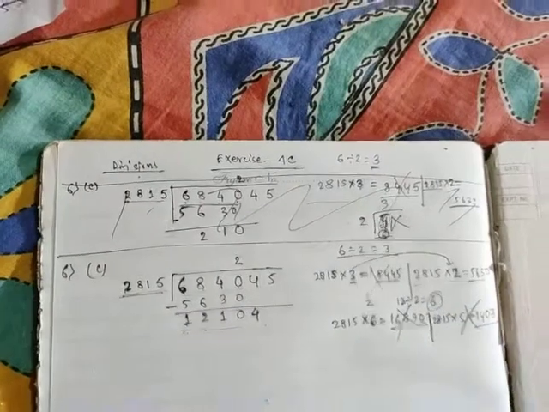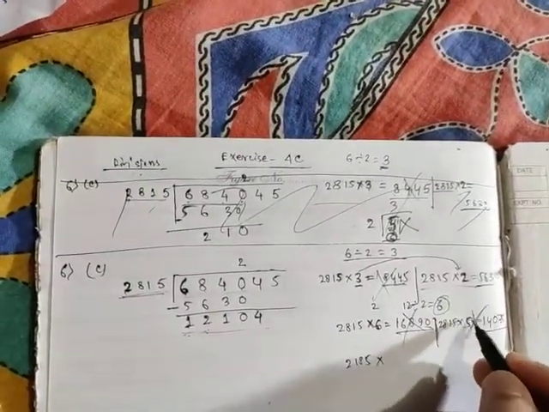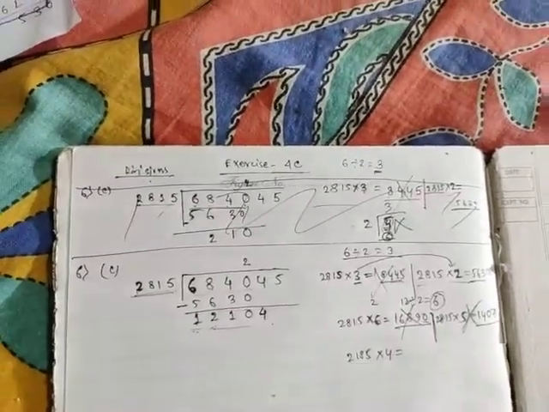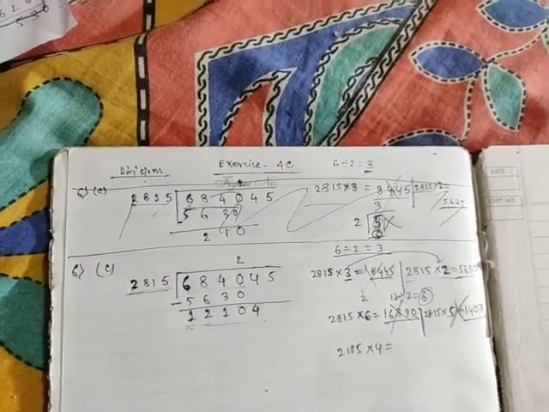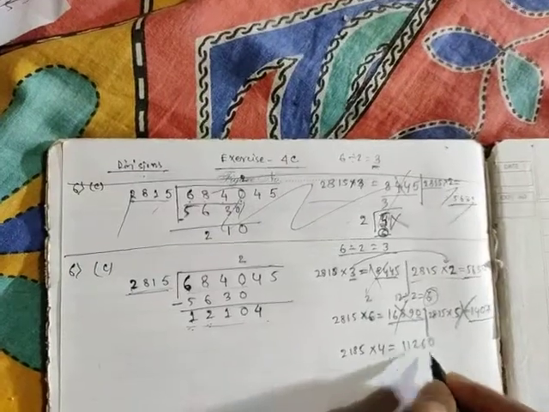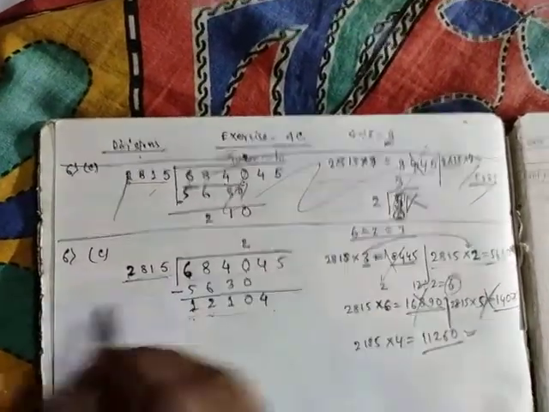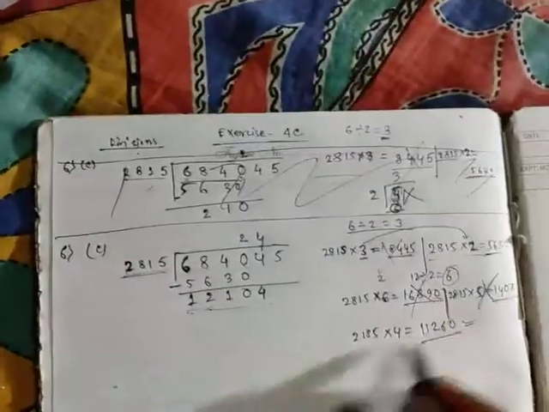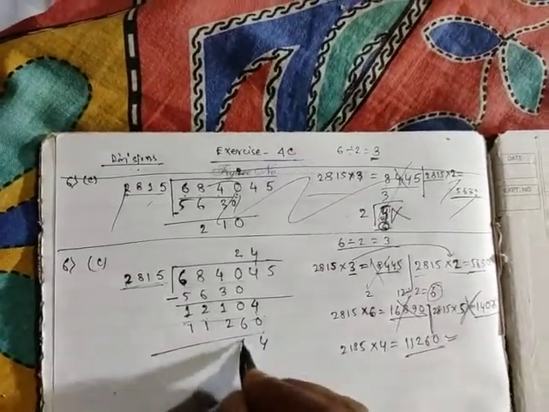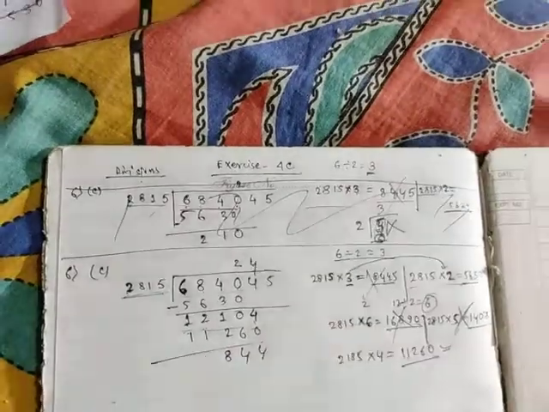I have done 2815 with 5, next do the multiplication with 4. If I multiply with 4, I will get 11260. So it is possible. It is smaller than 12104. So here we put 4 and 11260. So the subtraction gives 4 4 1 3 8.